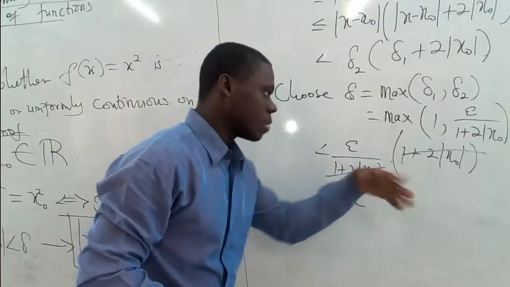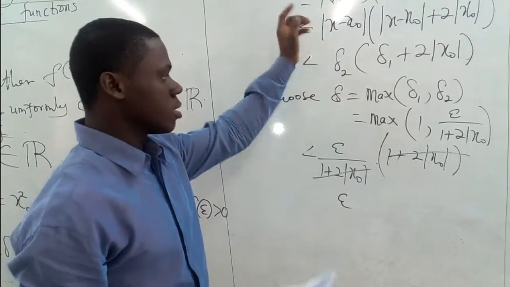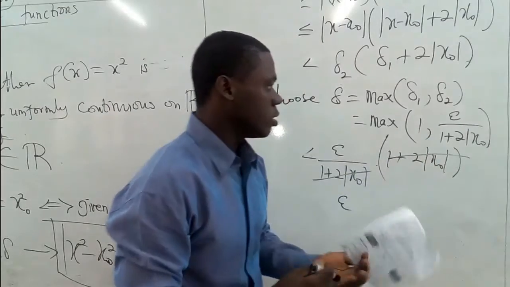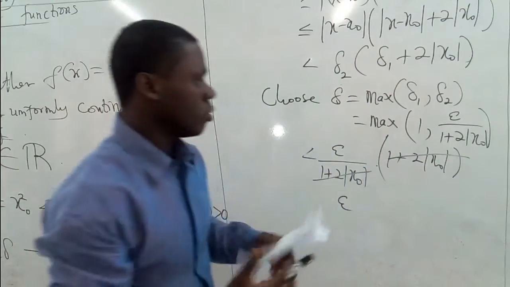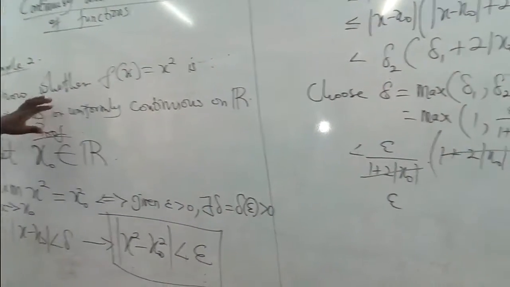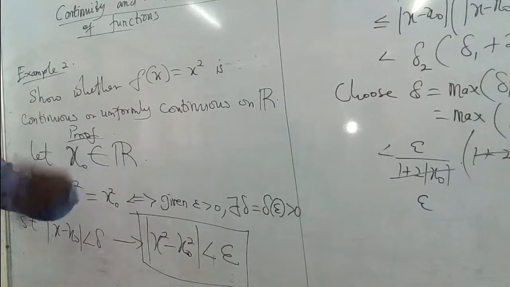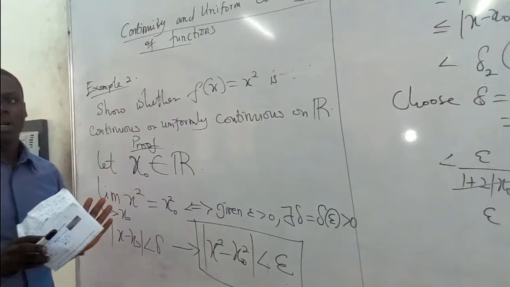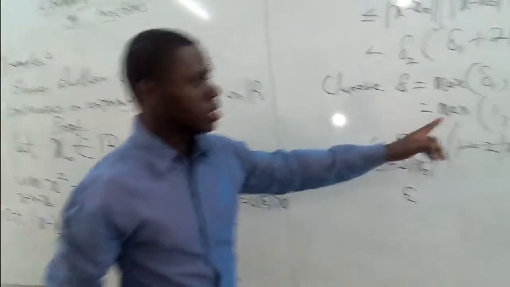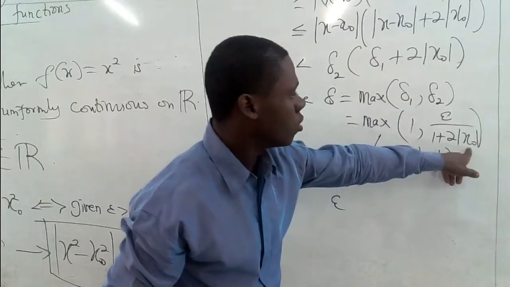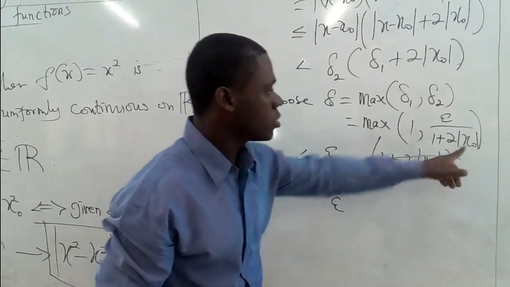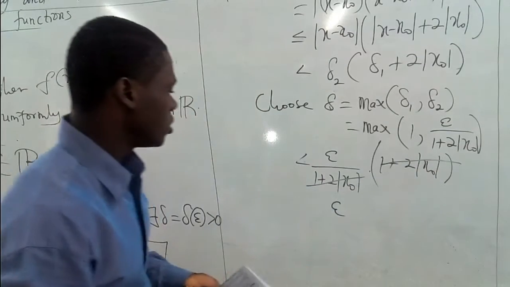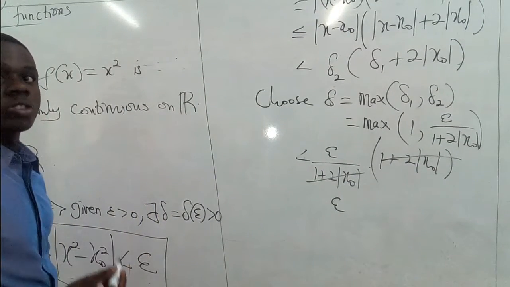On reaching here, what happened on the way? We realized that when we were selecting delta, one of the deltas will have to depend on x naught. And so the actual concept is that anytime we are proving that the function is uniformly continuous, then it should be possible that when selecting delta, delta shouldn't depend on x naught. But at this point, we realize that our selection of delta depends heavily on x naught. So we conclude that because the selection of delta depends on x naught, the function is continuous but not uniformly continuous.